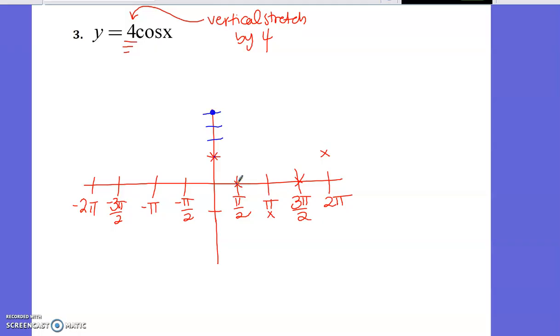This point right here, my y value is 0. If I multiply 0 by 4, it's still 0. For this point right here, I'm at negative 1. If I multiply negative 1 by 4, I'm at negative 4. And then here I am back up here, my y value is at 0. If I multiply 0 by 4, I'm still at 0. And then 2 pi is going to do the same thing that this point did, where it stretches up here.